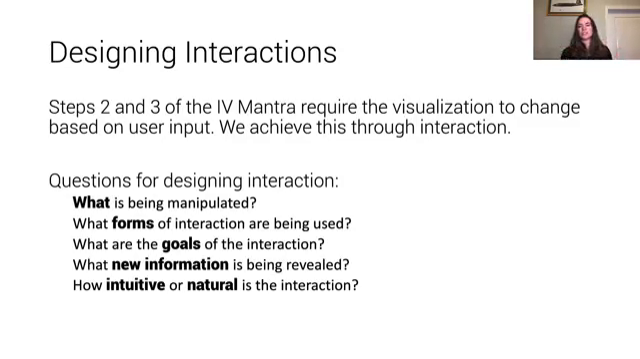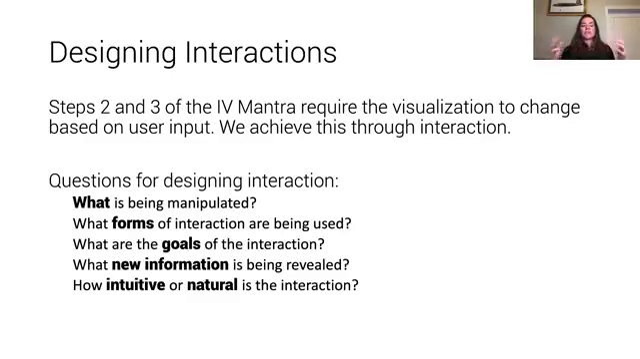Users choose what to filter, they choose what to zoom in on, and they choose what points that they want more details about. So the way we achieve this is by using interaction. When we make a visualization interactive, the simple key idea is that the user gives some input and the visualization changes in response to that input.